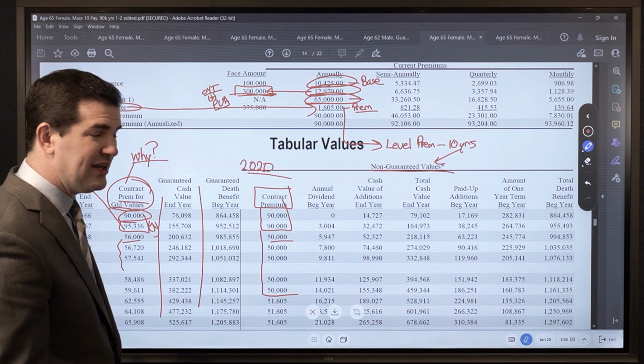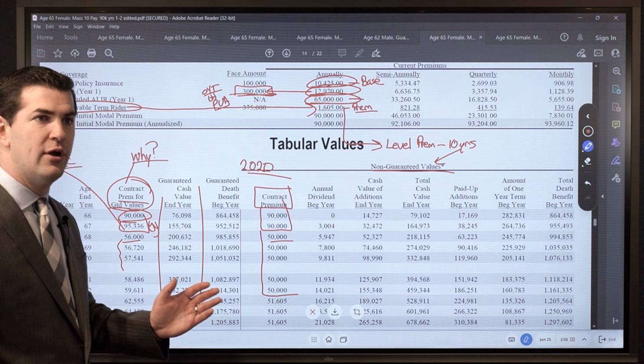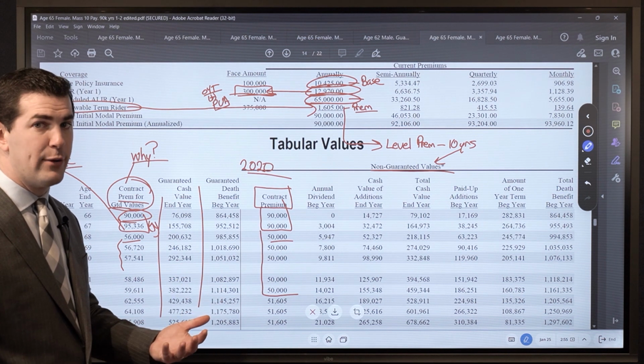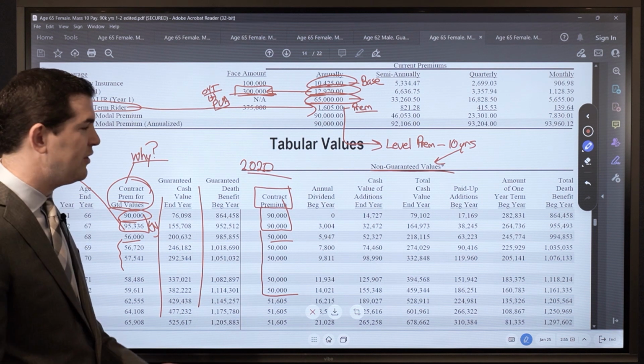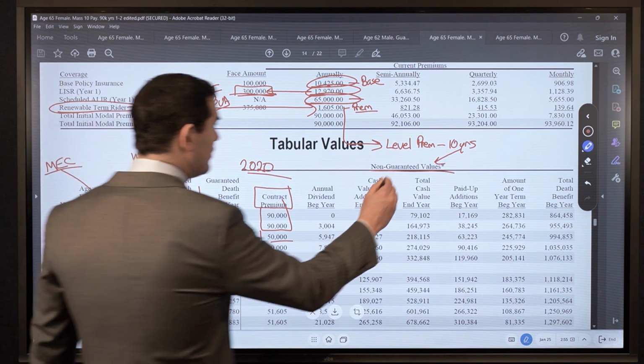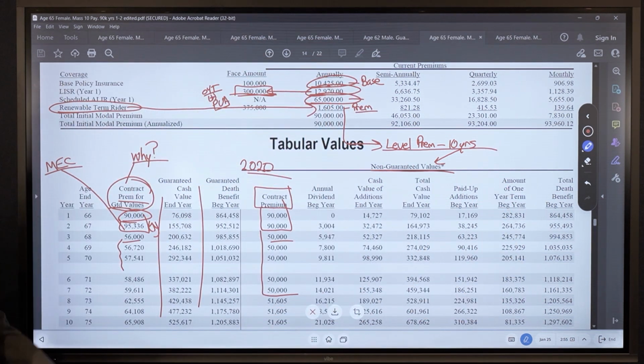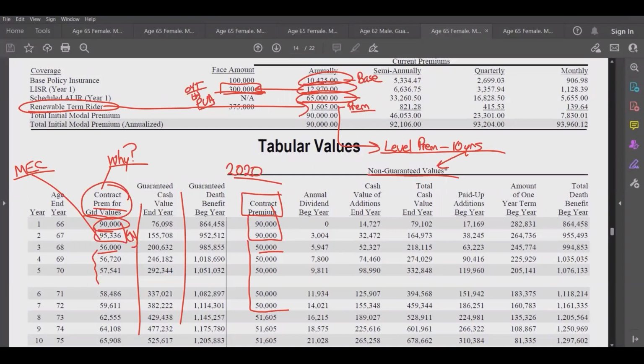I have not seen them personally actually increase the renewable term rider premium for policies that we have written. However, they do reserve the right to increase it. Very, very rare. I would think that they would actually increase it. They likely will keep it level with most policyholders. That's my opinion. But it can be increased, which is why we see the increase over here. So important to be aware of that.